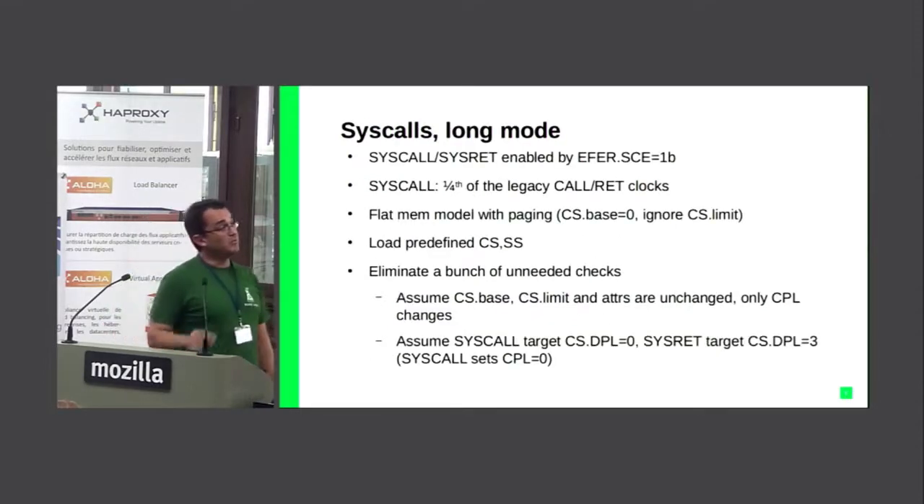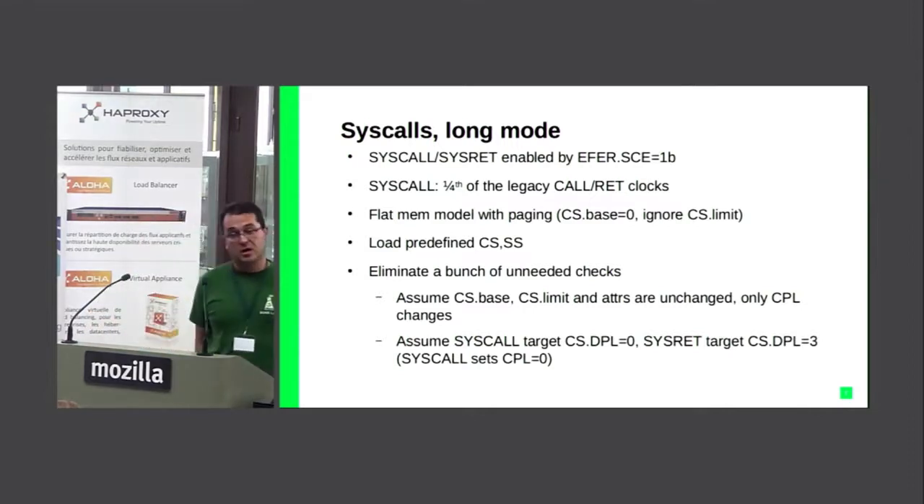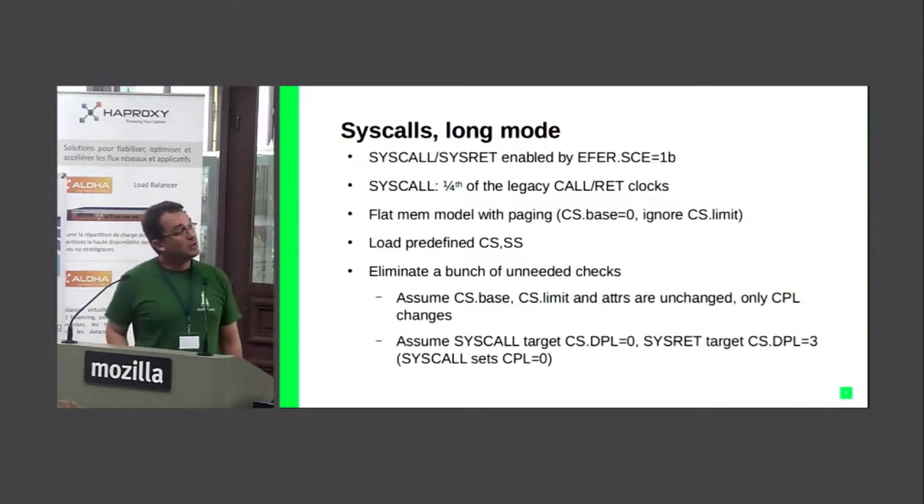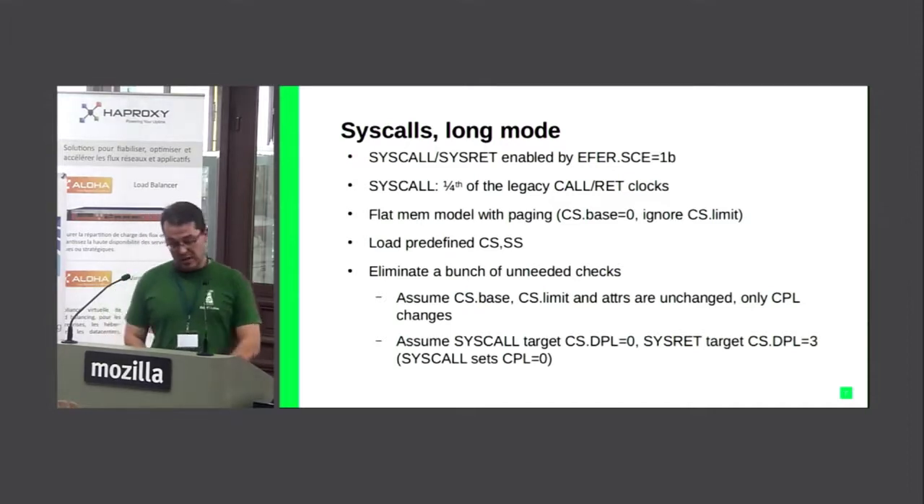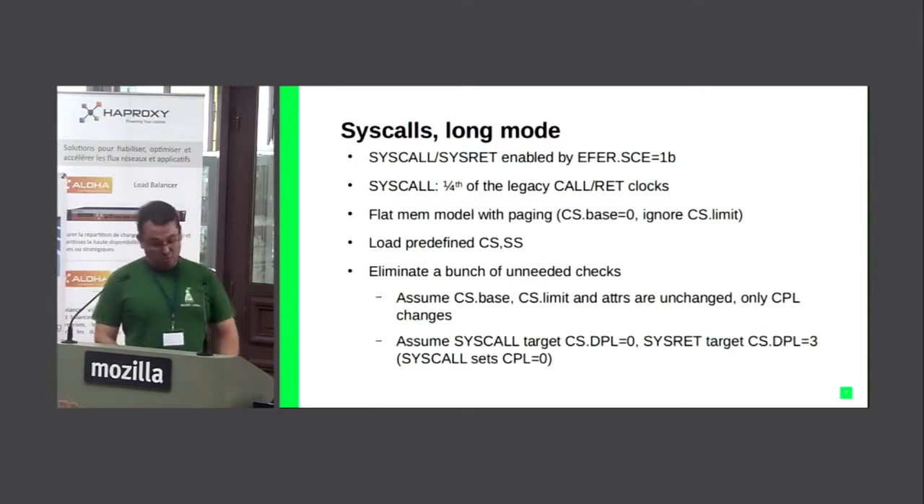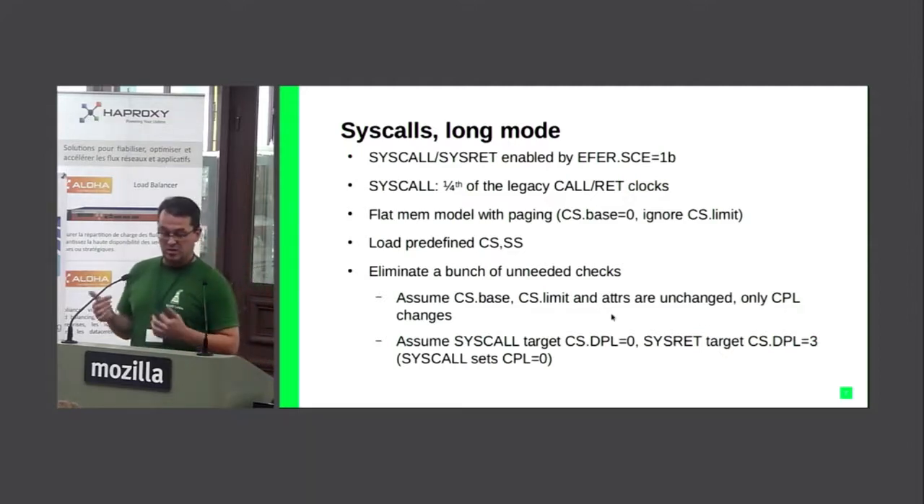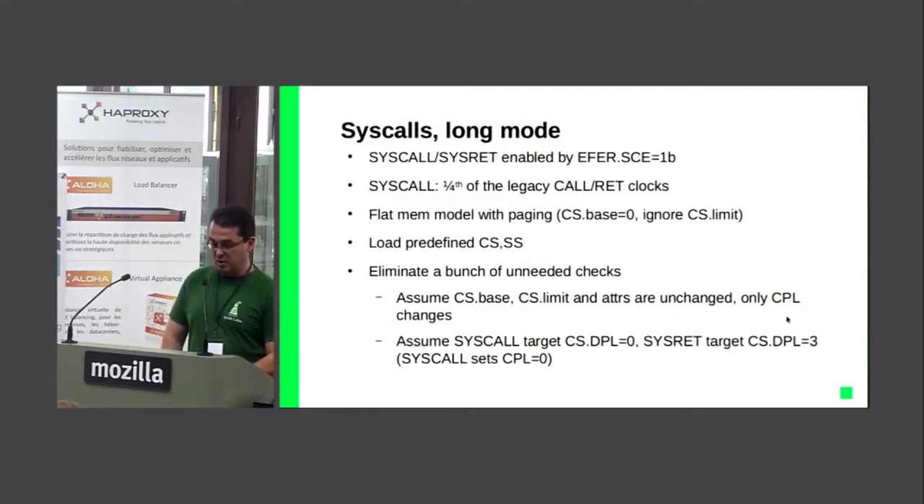And in long mode, this thing was simplified. There was a new pair of instructions, syscall and sysret, which take only a quarter of the clocks that the legacy call method takes. But they require a flat memory model with paging, and that's the case anyway in long mode, because in long mode you cannot go without paging. You predefine code segment and stack segment values, and you eliminate a bunch of checks. Like, for example, you assume the base and limits aren't changed, and the only thing that changes is the current privilege level. It changes from 3 to 0, and when you sysret, returning back to user space, it changes from 0 to 3.